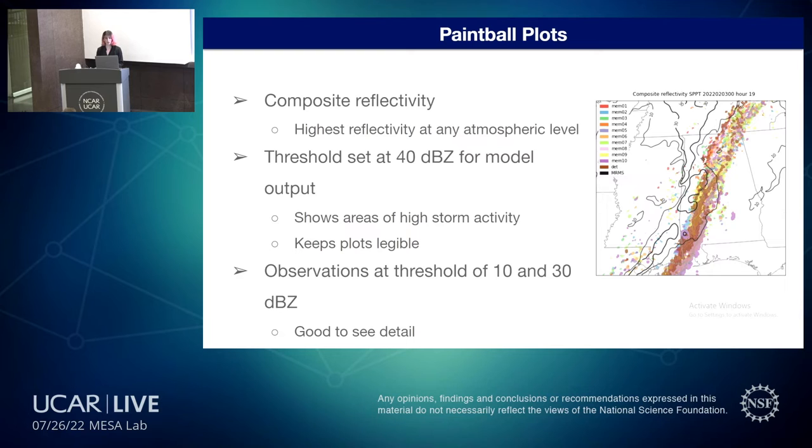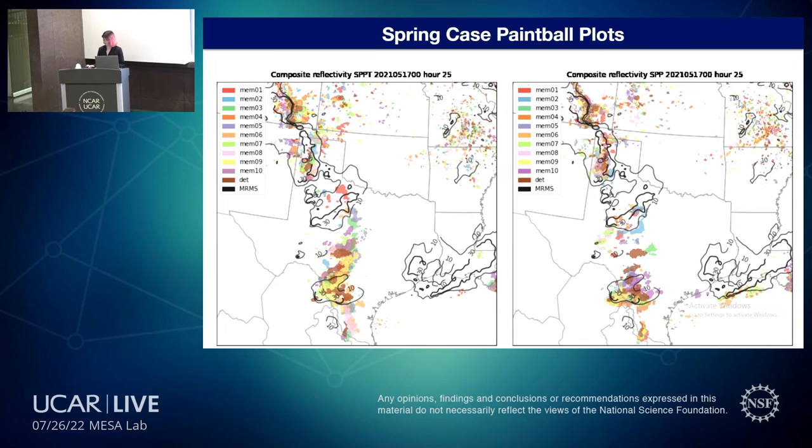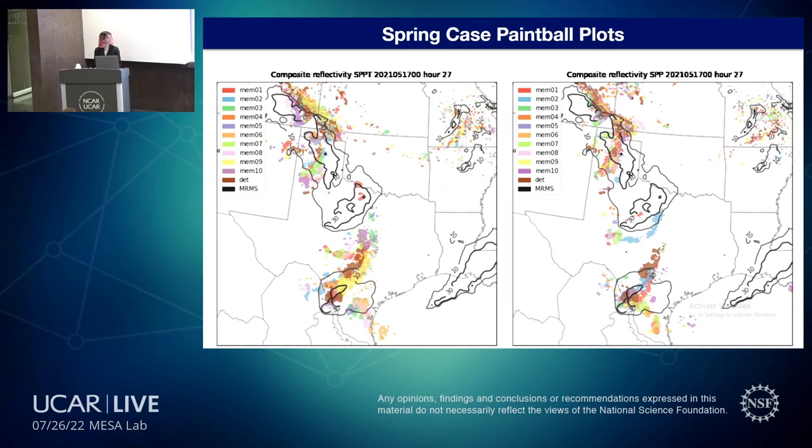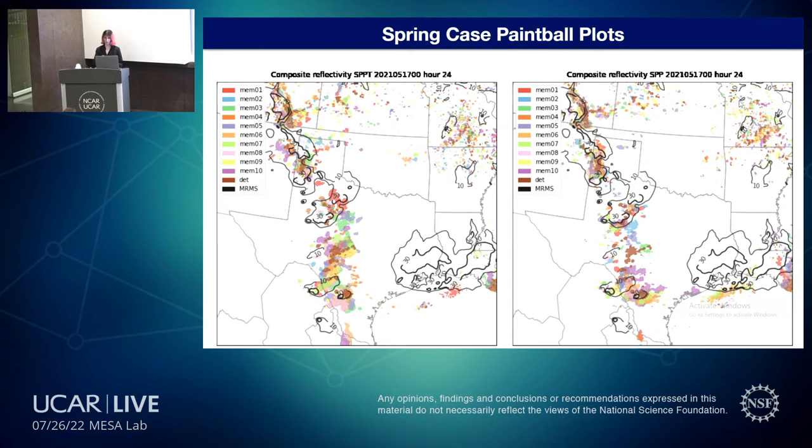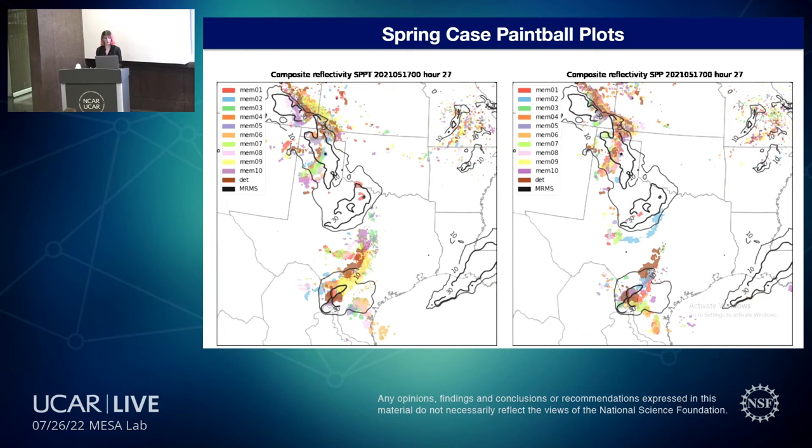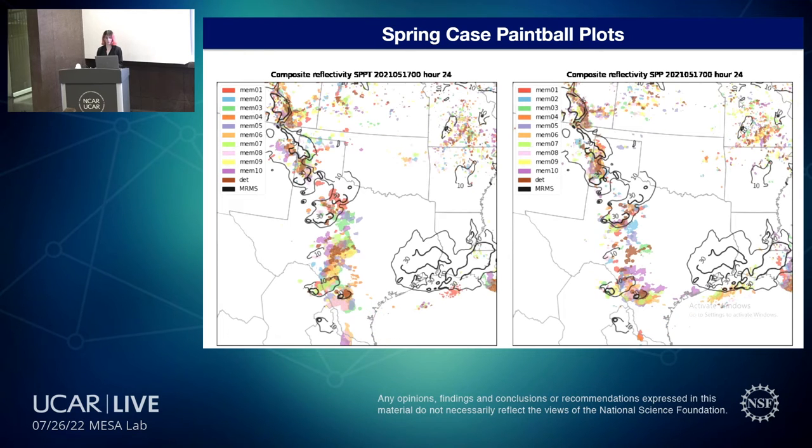The observations are the contour lines, and they are set at a threshold of 10 and 30 decibels, which is good to see the detail of the storm. Here is the evolution of the storm with the observations on top, the contour lines, and then the members underneath.